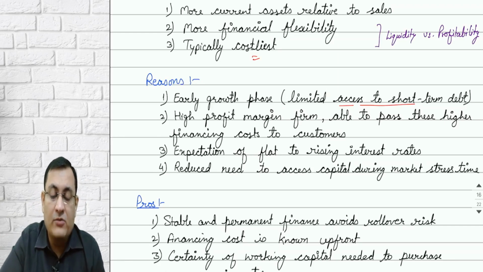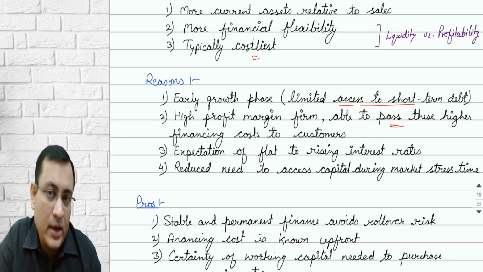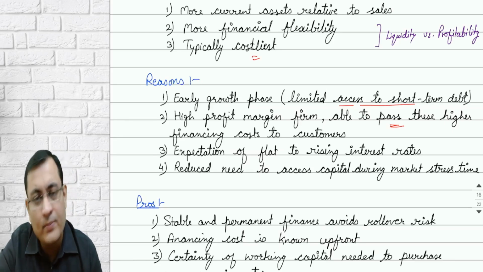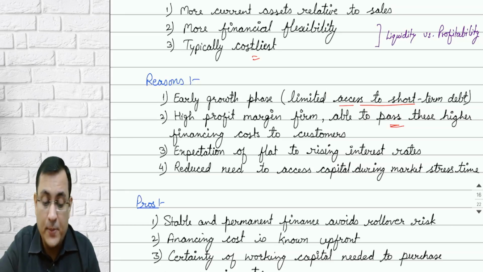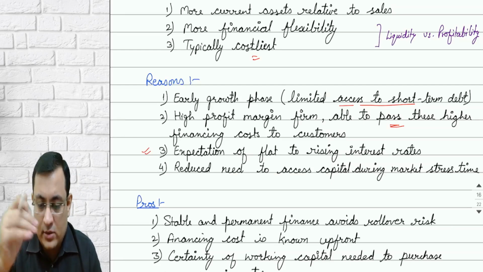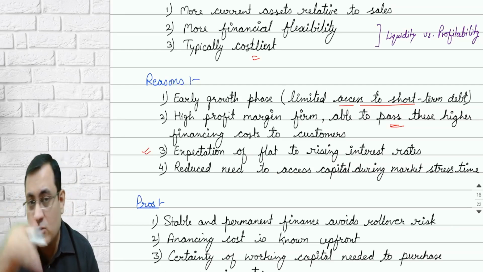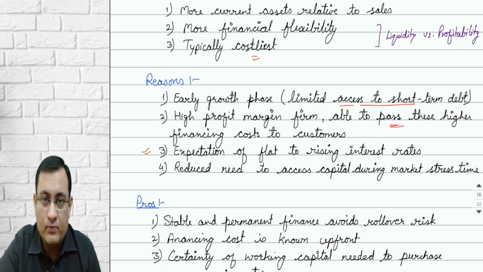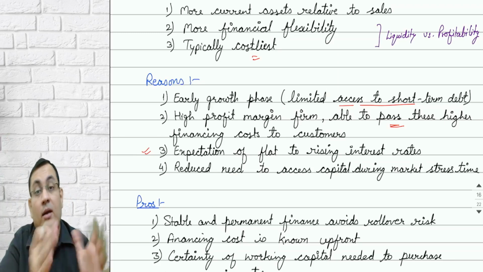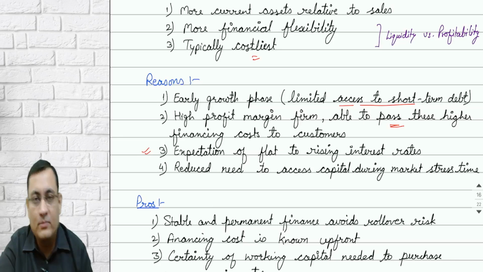A high profit margin firm is able to pass on this higher financing cost. If you are in a monopoly situation and you can pass on your higher long-term financing cost to customers, then this type of policy can be used. Expectation of rate changes, this is important. It is based not on the existing situation but on the future situation. If in future we expect that interest rates will rise, it is better to raise finance today at a lower rate, even for the long term.